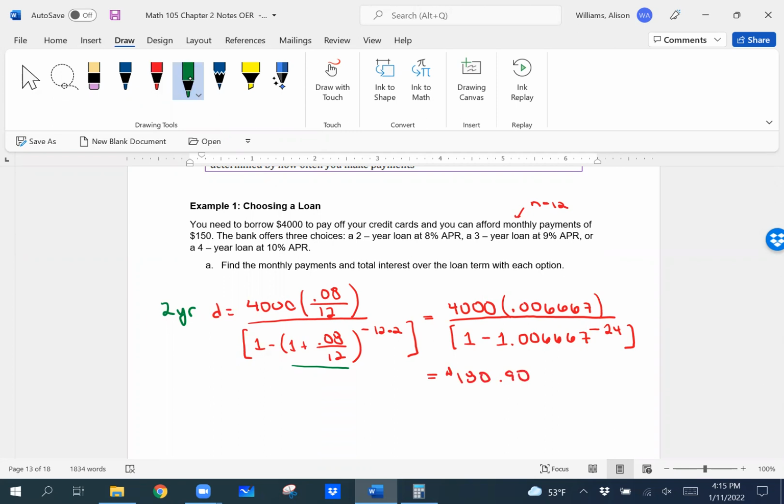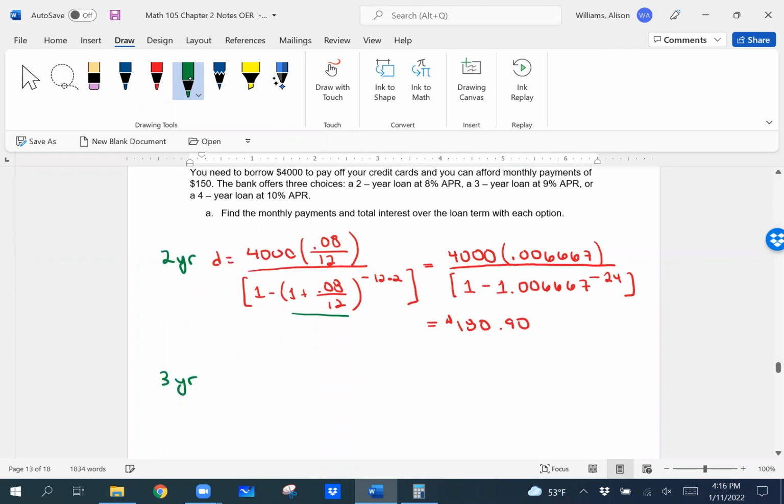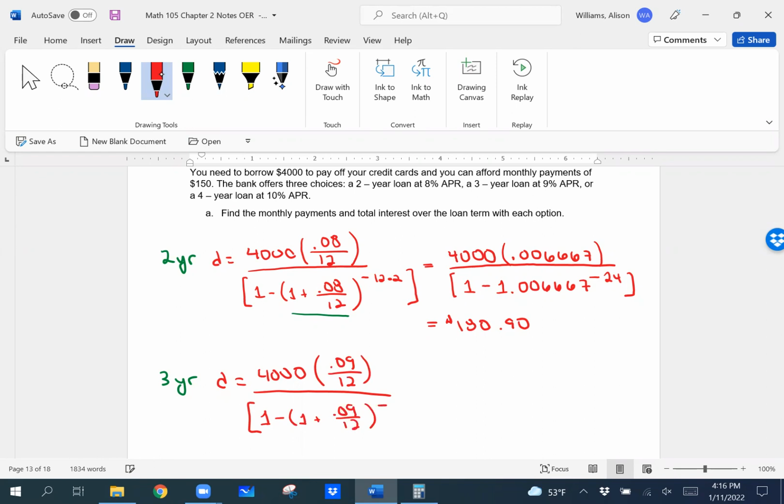That first one's not going to work. I can't afford that payment, so the 2-year plan won't work. Let's look at 3 years. The 3-year loan is at 9%, so they just increased by 1%. So this will be 1 plus 0.09 divided by 12, to the negative 12 times 3 this time for the 3-year loan.